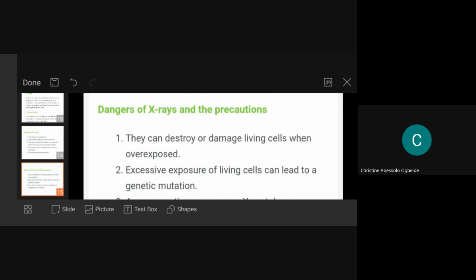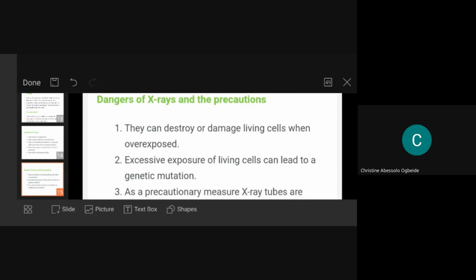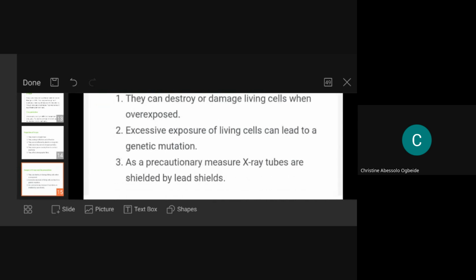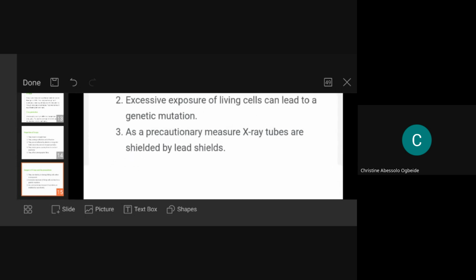Being damaged. The next thing is that, okay, the third one is that as a precautionary measure, X-ray tubes are shielded by lead shield. And then the whole of those things, you can just do well to check them out for yourself.